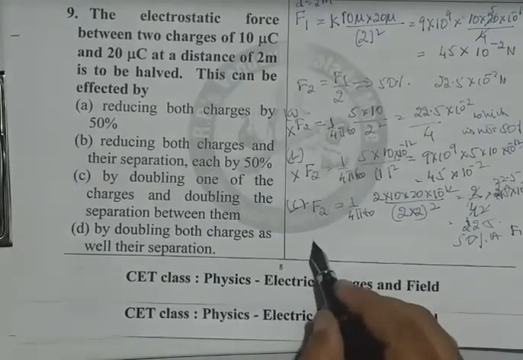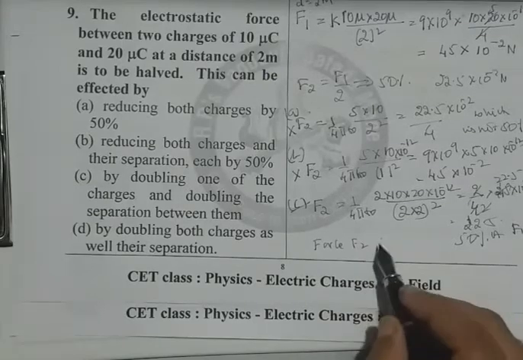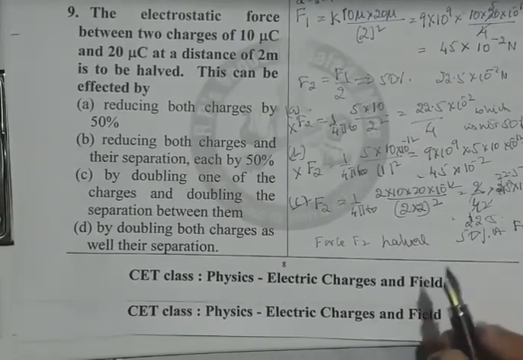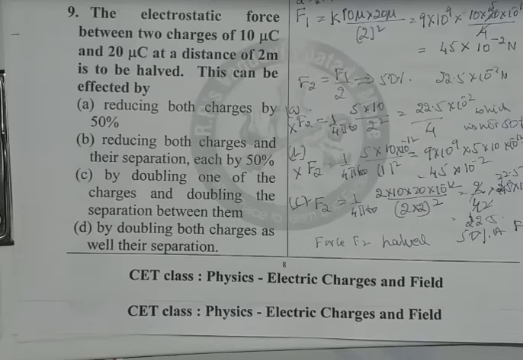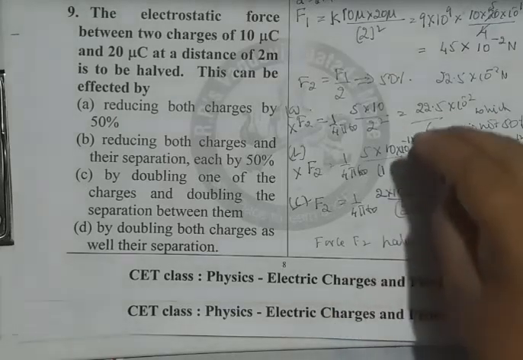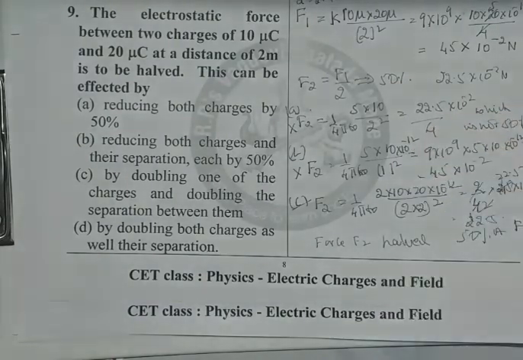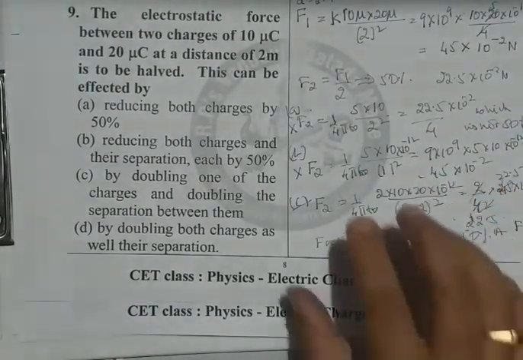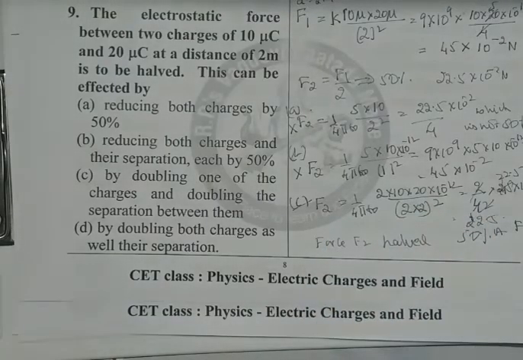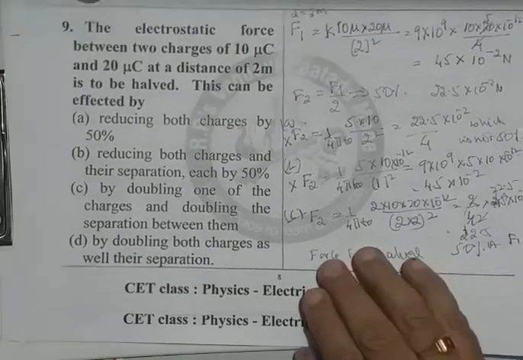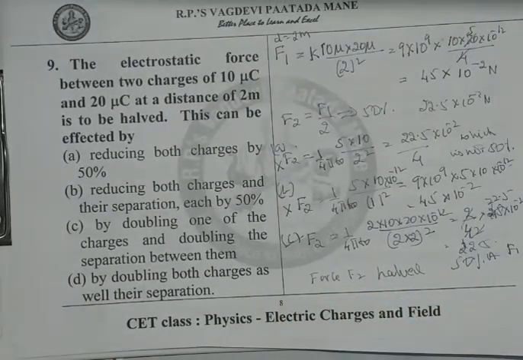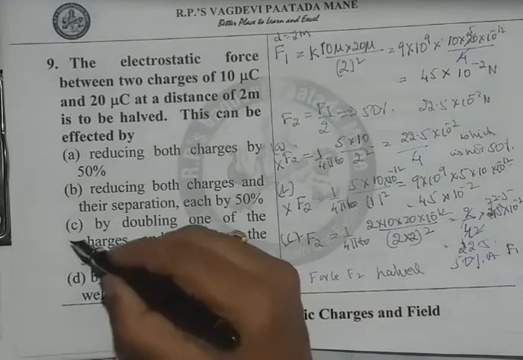Now force F2 is halved. I hope you got the calculation. But observe, as I told you in the previous two questions, you can save time for this type of question. Instead of doing this calculation, you could have done it directly in the mind, considering what happens when we reduce the charge. But to explain to you, I have written all these things. You can do it by practice in a quick manner. Now the right answer for this is C.